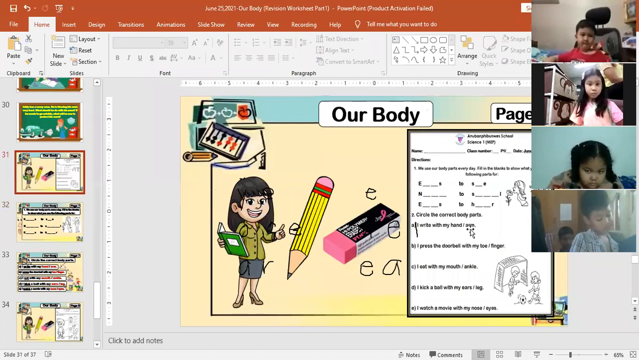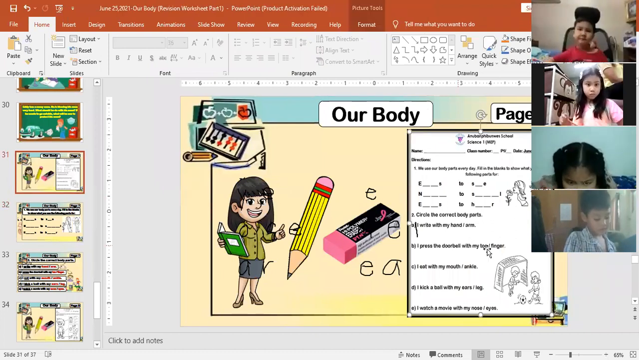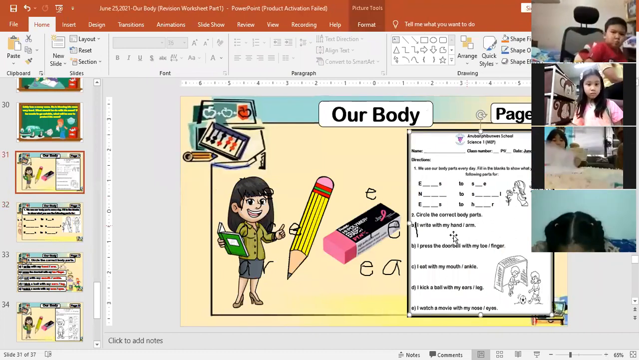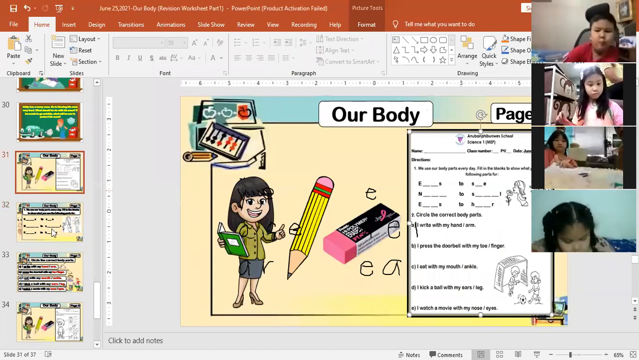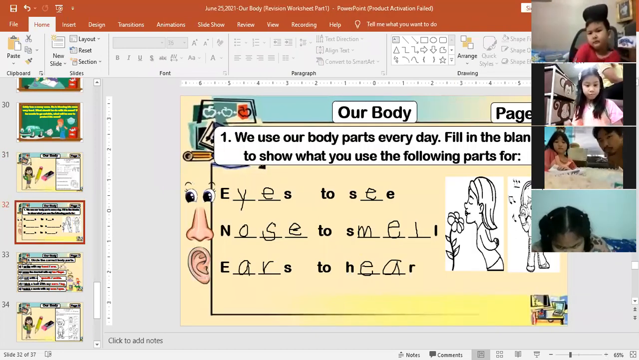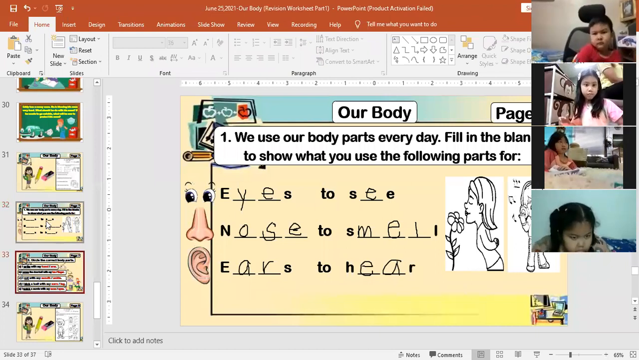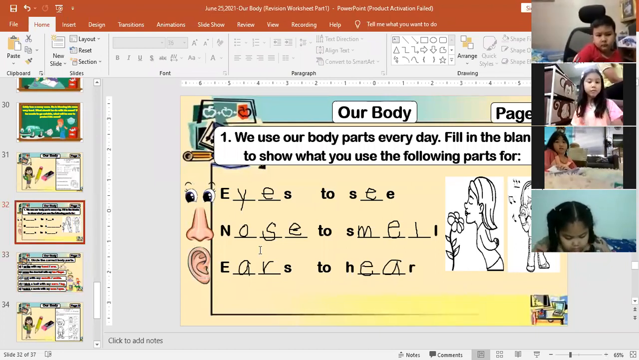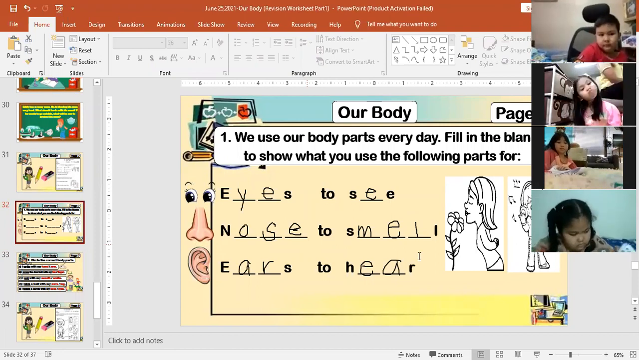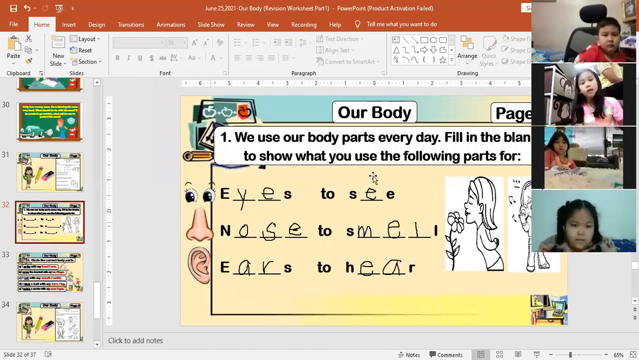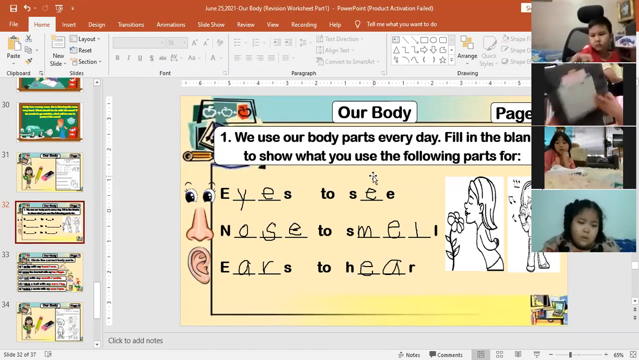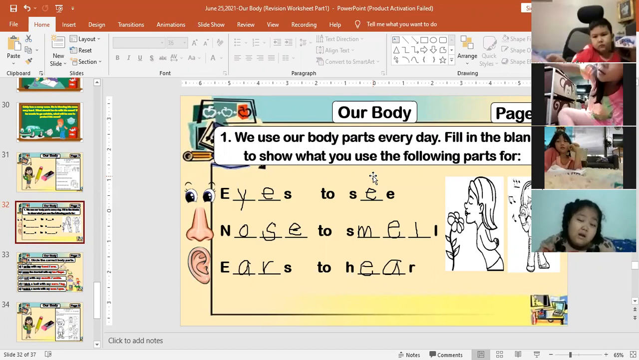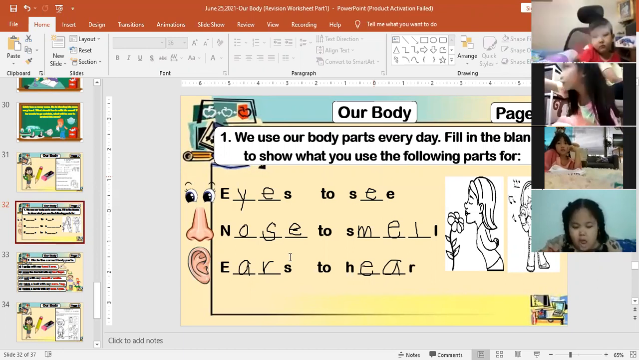If you do not have a book, you can answer this one. Let's only finish until here, because it's already time. If you finish answering this one, you can keep your book. Let's talk to you next time, okay?